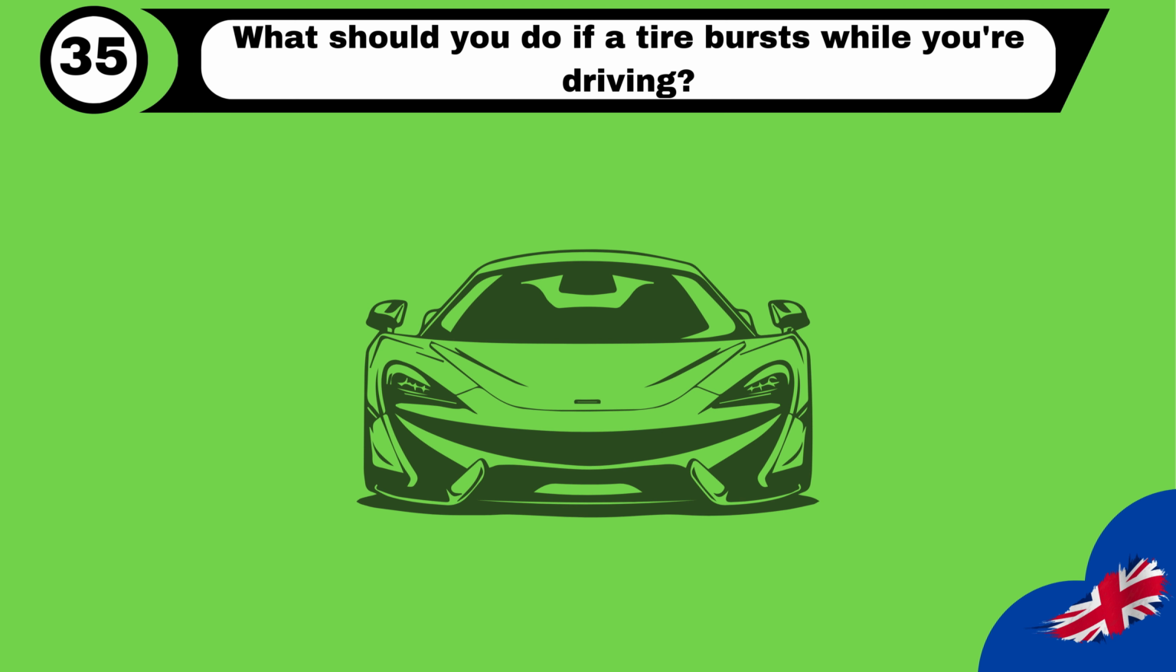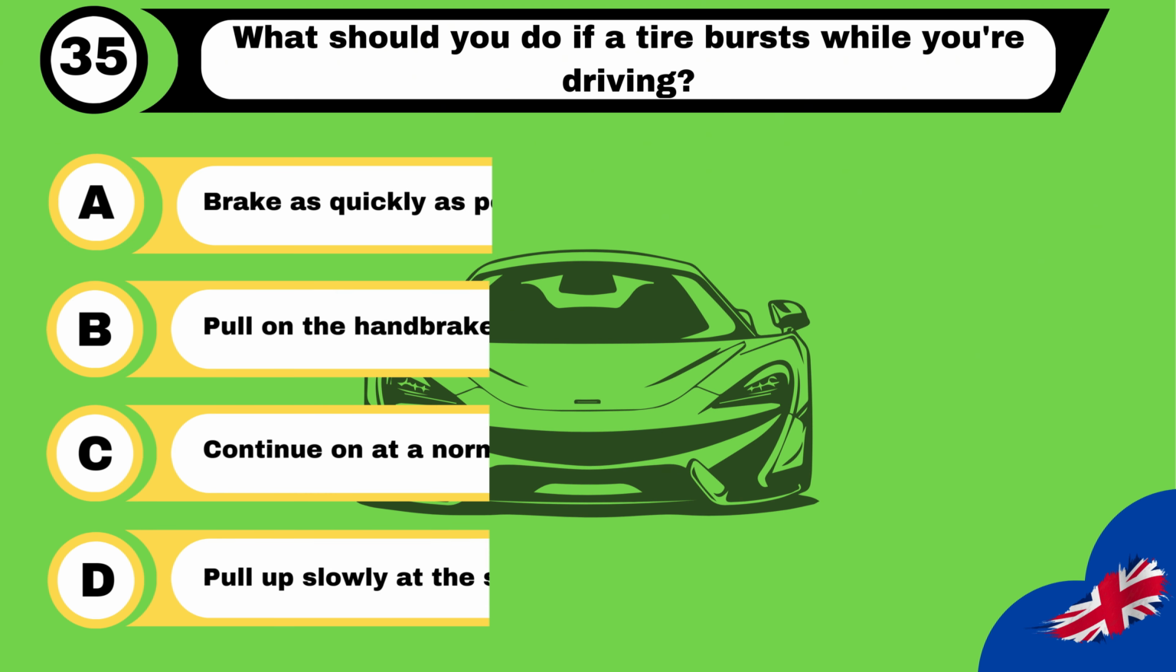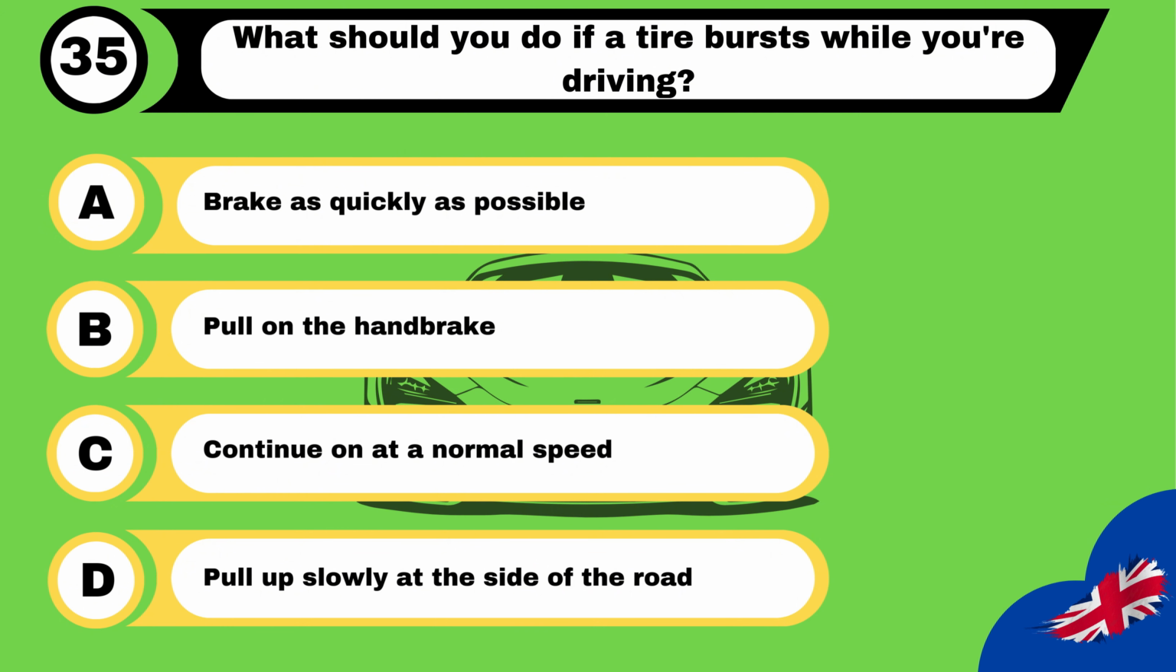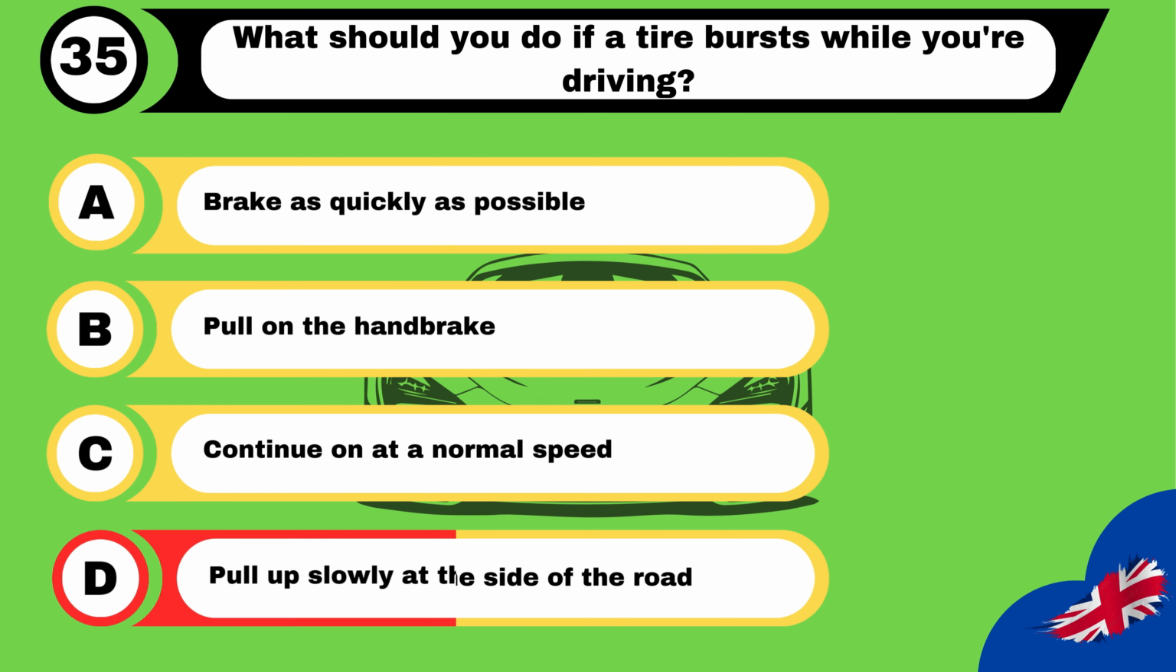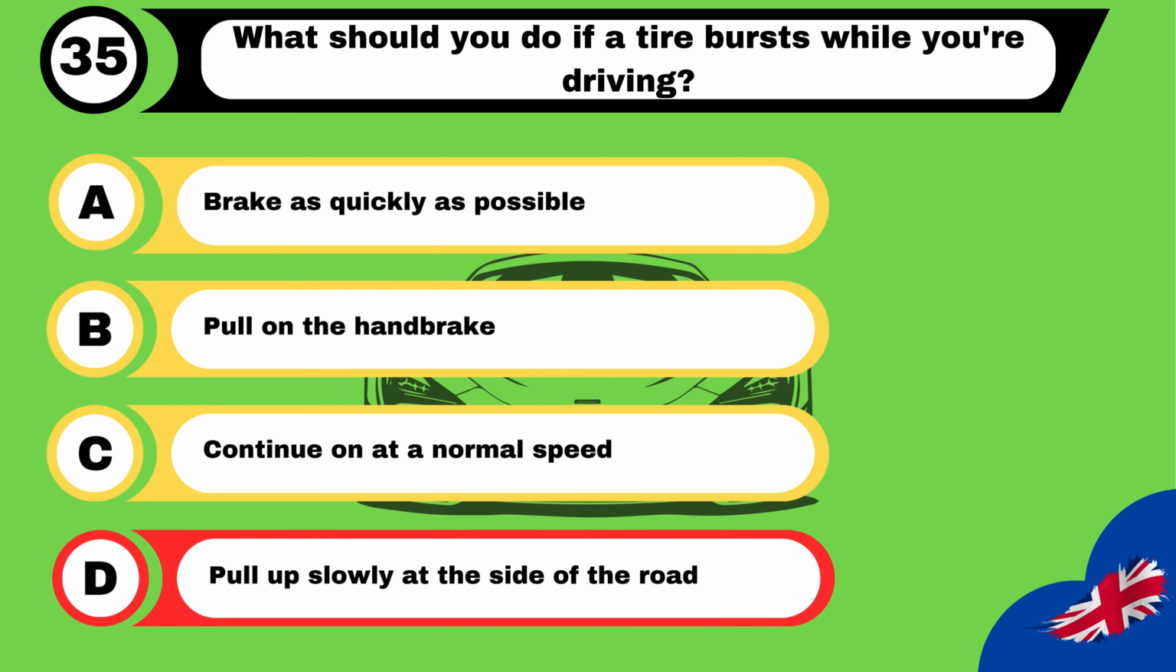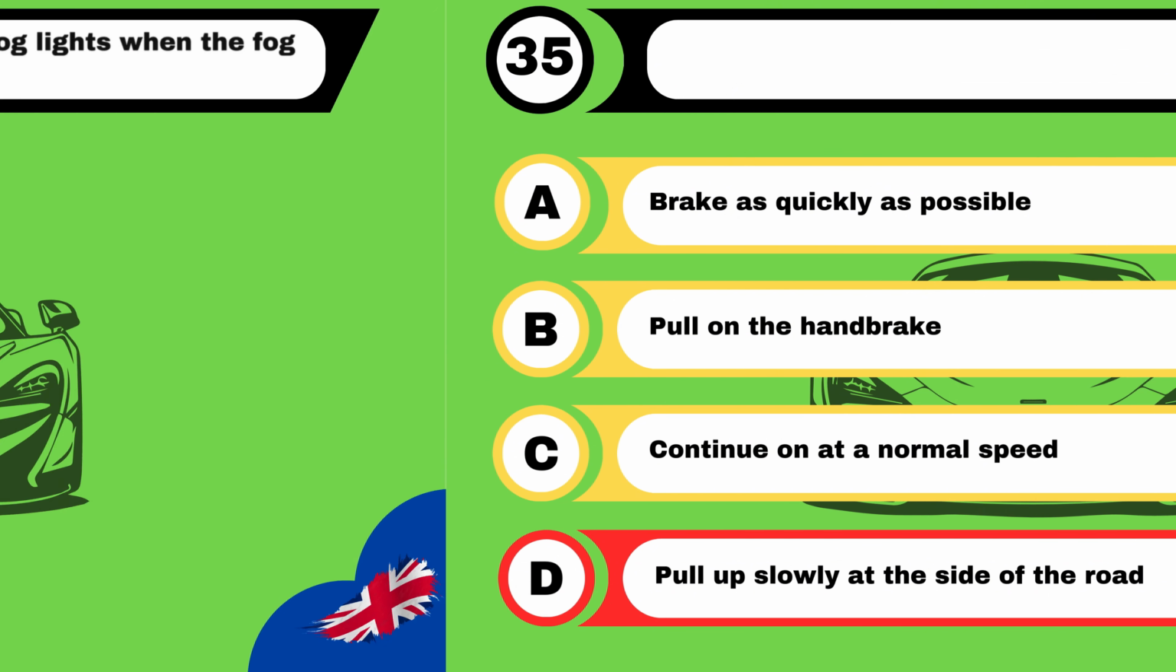Question 35. What should you do if a tire bursts while you're driving? A. Brake as quickly as possible. B. Pull on the handbrake. C. Continue on at a normal speed. D. Pull up slowly at the side of the road. The answer is D. Pull up slowly at the side of the road.